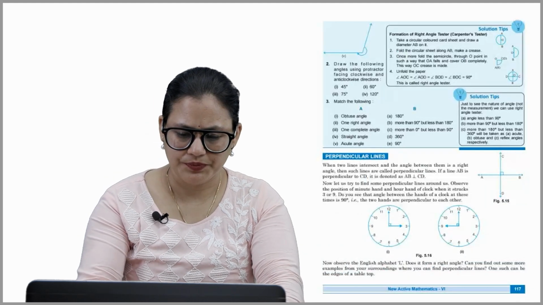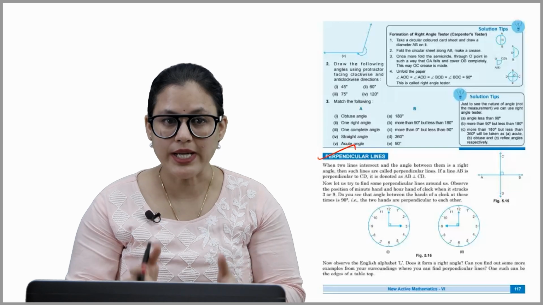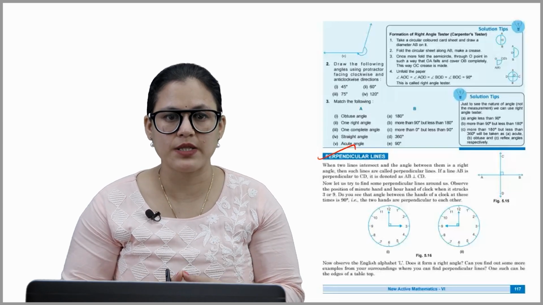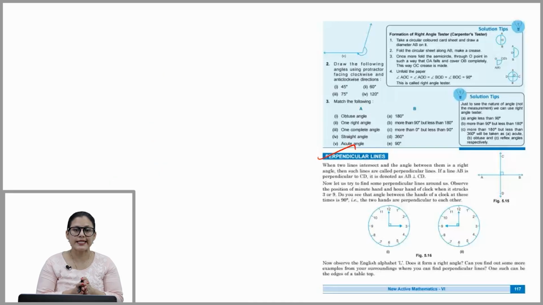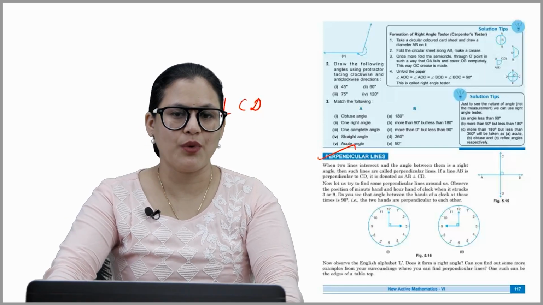Perpendicular lines. When two lines intersect and the angle between them is a right angle, then such lines are called perpendicular lines. If a line AB is perpendicular to CD, it is denoted as AB ⊥ CD. Now let us try to find some perpendicular lines around us.